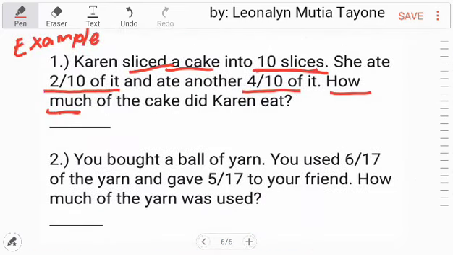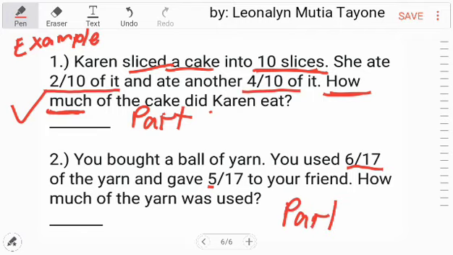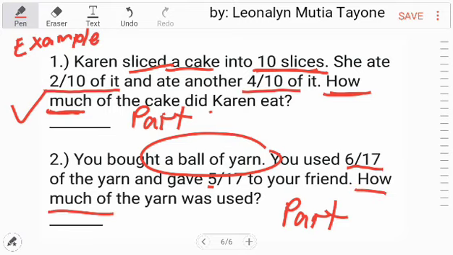Balikan natin. How much of the cake did Karen eat? Is this question correct? Yes, it is. Kasi part ang hinahanap. Next example, you bought a ball of yarn. You used 6/17 of the yarn and gave 5/17 to your friend. Part nito ang hinahanap. So, ang question na how much of the yarn was used, that is correct.